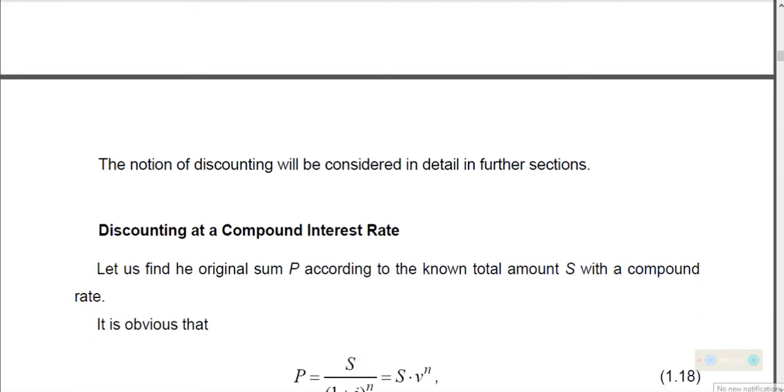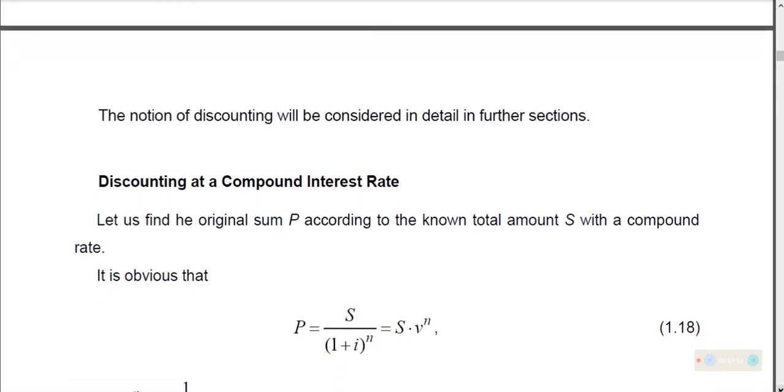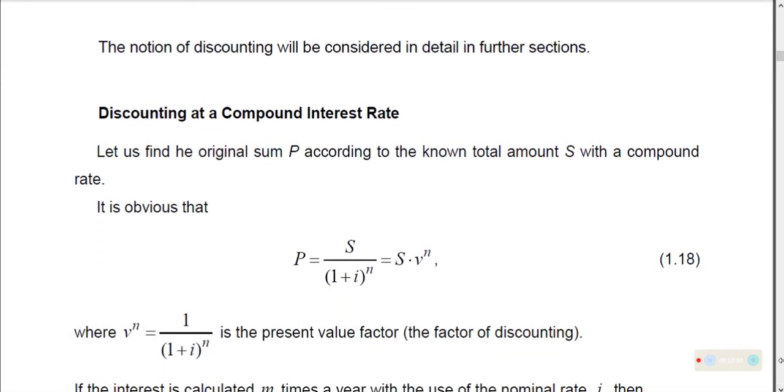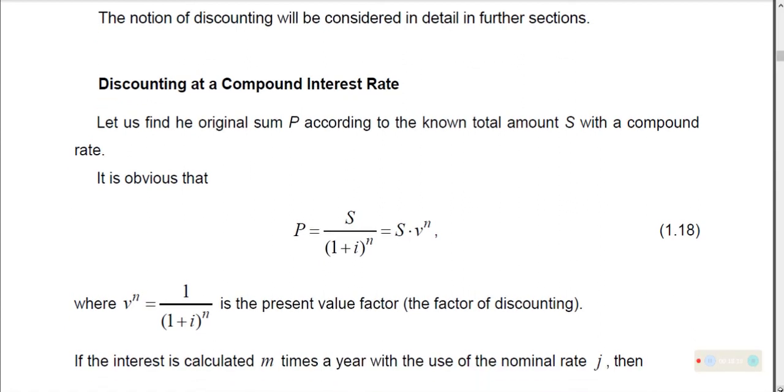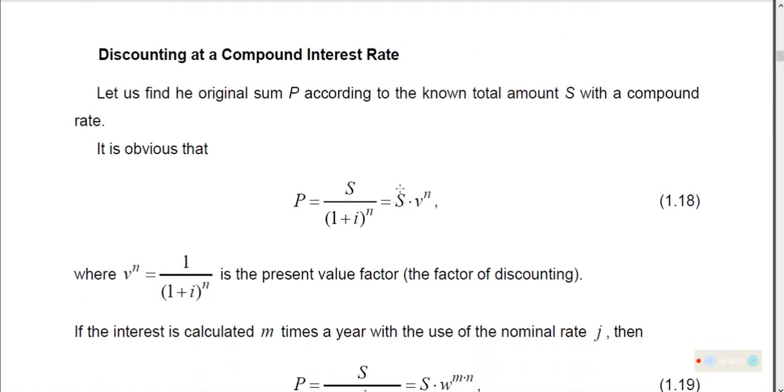So the notion of discounting will be considered in detail in further sections. So we're just introducing the formulas at the moment. So discounting at a compound interest rate. So this is the formula that we are going to use. Please take note of it. We are going to introduce another variable, which is V.